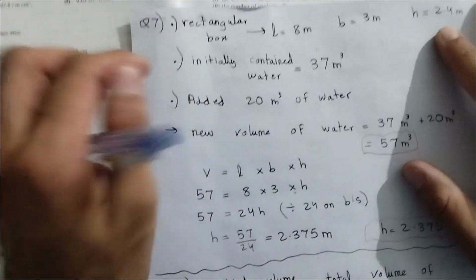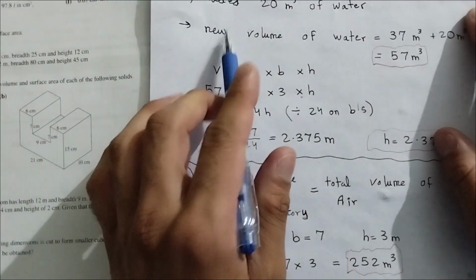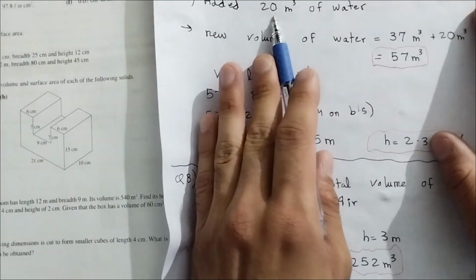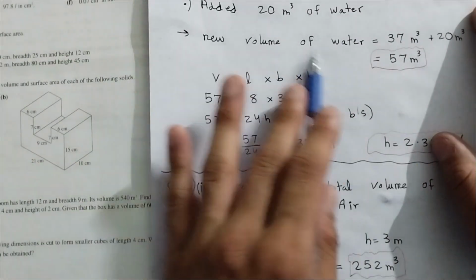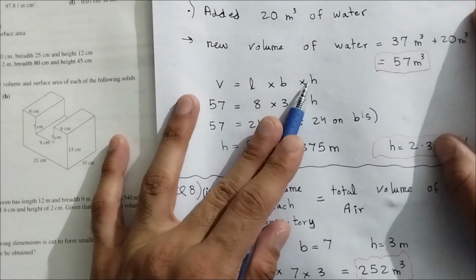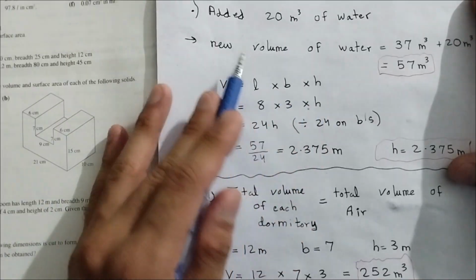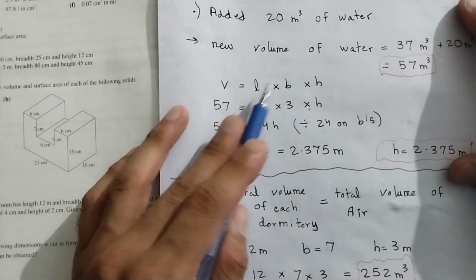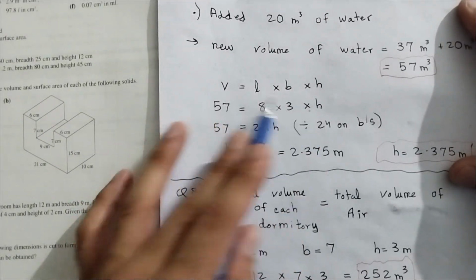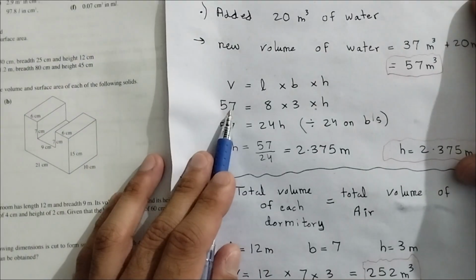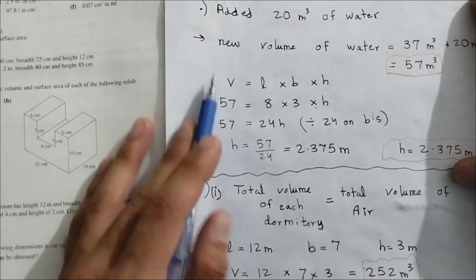Okay, going back to question number 7. We know the new volume of the water after we added 20 cubic meters of water was 57, right? 57 cubic meters is the new volume of water. So we want to find the new height. Height is going to change after we add water, right? So the new height of the water is going to be volume divided by length multiplied by breadth. Length and breadth are going to remain the same. It's 8 multiplied by 3, and h, we want to find h. We know the new volume is 57, so we're going to place it here. And again, I don't need to mention the units because they're all the same. They're all in meters or cubic meters.